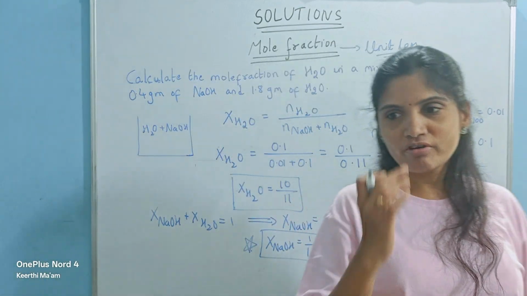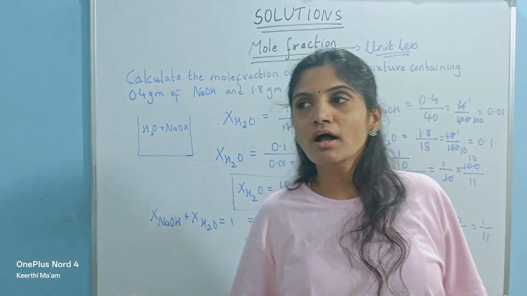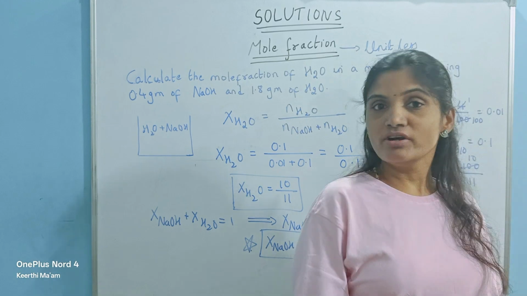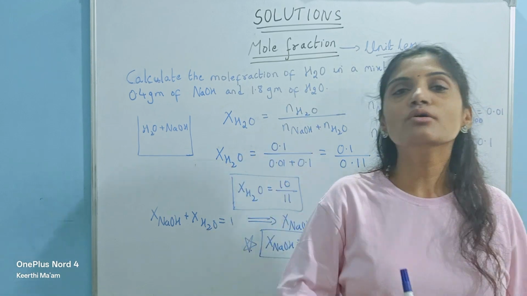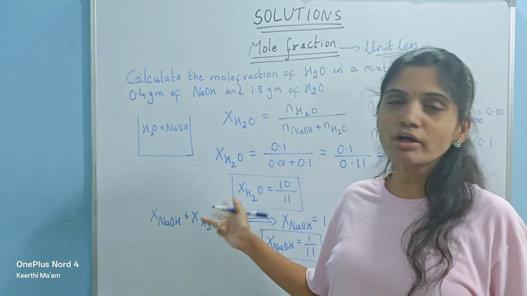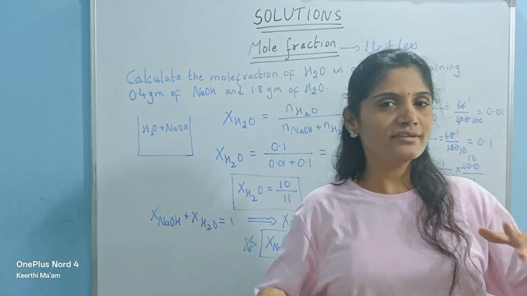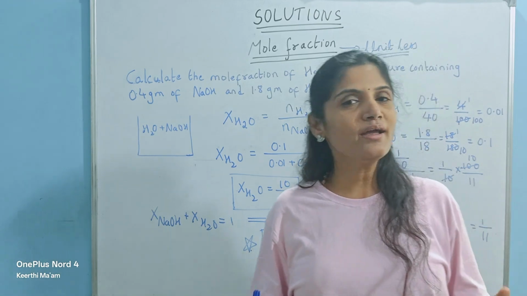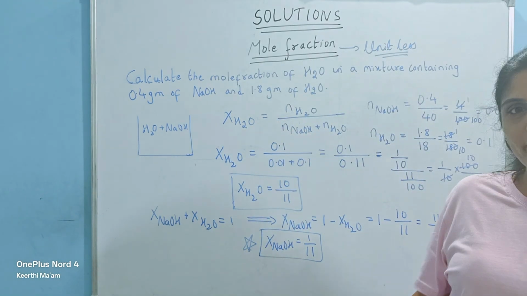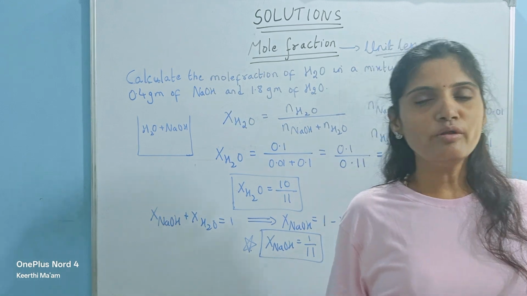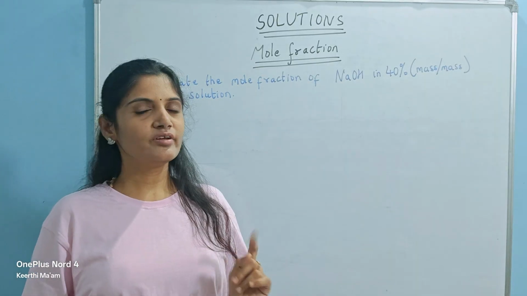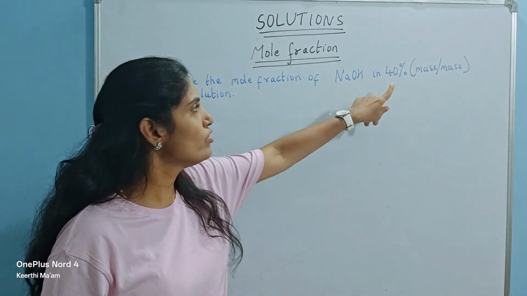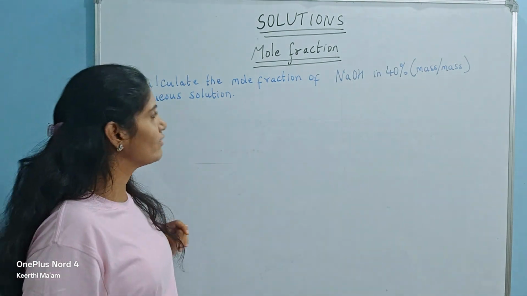Now let us do one more question. It is not always that they will give you mass directly. Sometimes they give other concentration terms also, and using other concentration terms you should be calculating your mole fraction. If I say it like this you won't understand. Let us take one more question for mole fraction and understand it in a better way. This question, hope you have understood. Let's see one more numerical for mole fraction. Calculate the mole fraction of NaOH in 40% mass by mass aqueous solution.